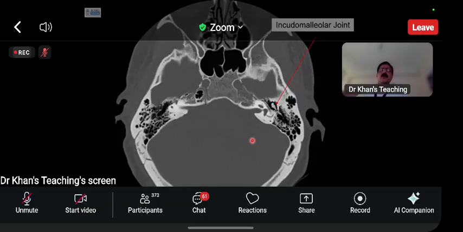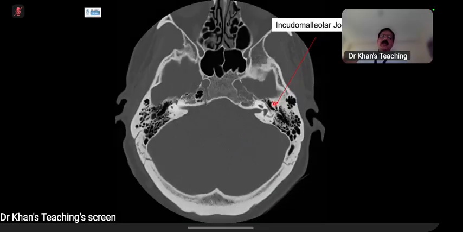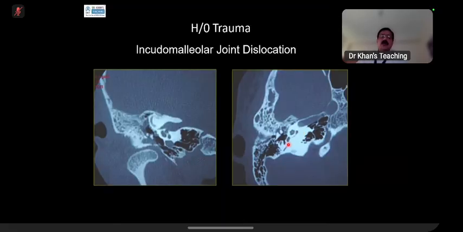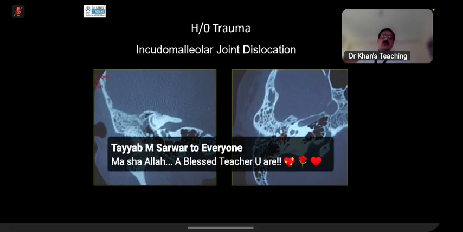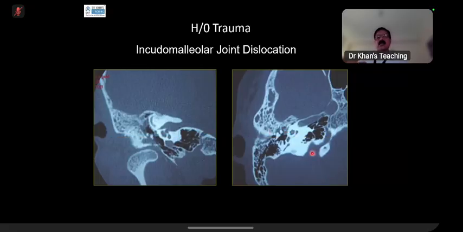this is what I was talking about. This is the normal incudomalleolar joint. And this should be your checklist in a trauma case. They will show it to you on a brain trauma case. And this is an example where you can see that on this cut, this is what we call the ice cream cone sign. And it is not sitting, correction, the ice cream is not sitting on the cone. So this should be in your checklist.